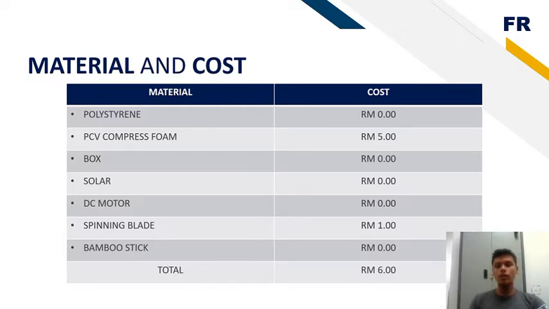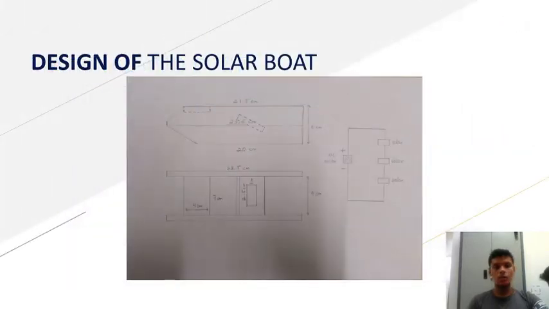Polystyrene, we use useful materials, and for the solar panel and DC motor, they were supplied by our lecturer. So let's go to the next content: design of the solar boat.